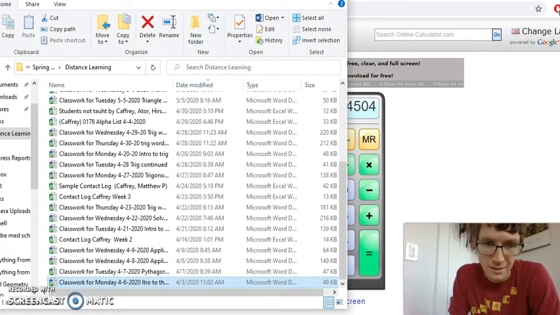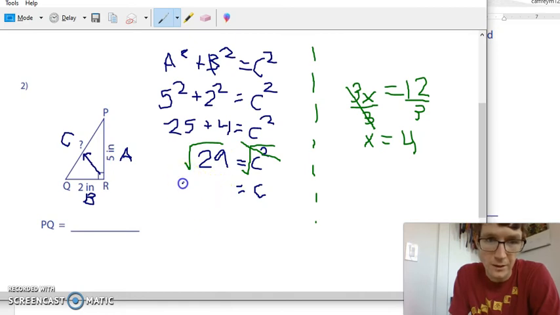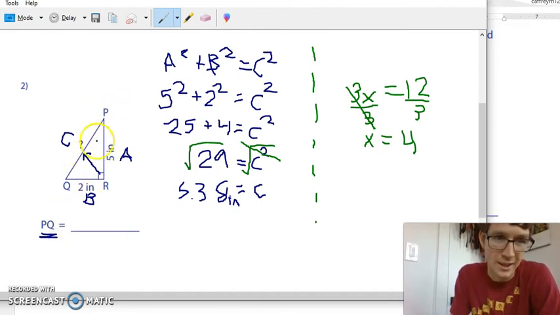And let's see. There it is, 5.38. And because we're in inches, we got to put this in inches. And that's what PQ is. I think maybe I kind of brushed over that, but PQ is this side. So it's asking for this side. So fill that in right here, 5.38 inches.